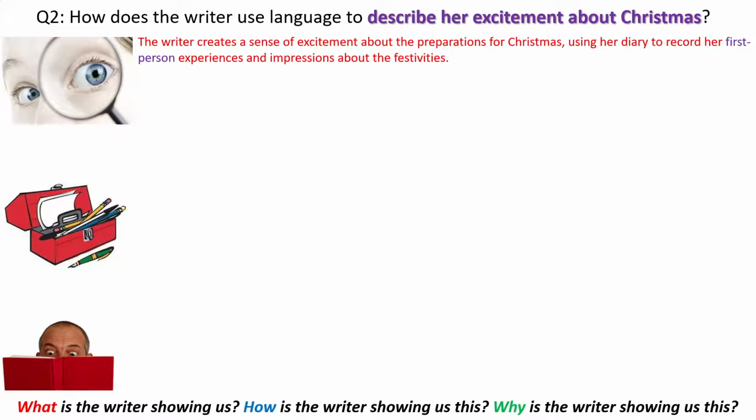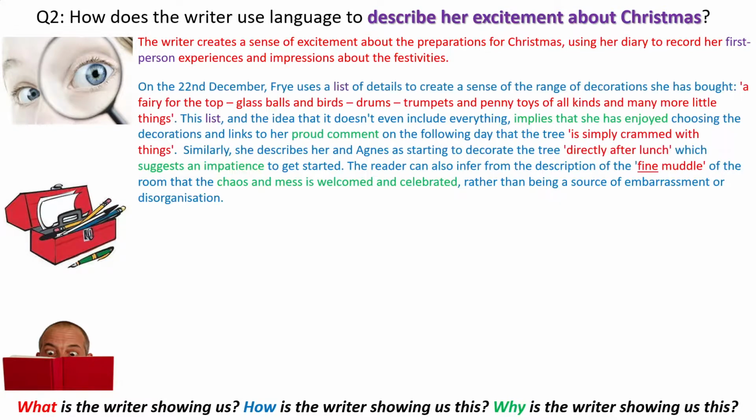and impressions about the festivities. So there's my what the writer's showing us in red. On the 22nd of December, Fry uses a list of details to create a sense of the range of decorations she has bought. A fairy for the top, glass balls and birds, drums, trumpets and penny toys of all kinds, and many more little things.